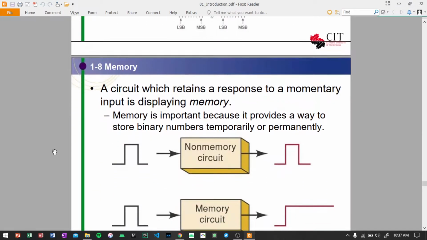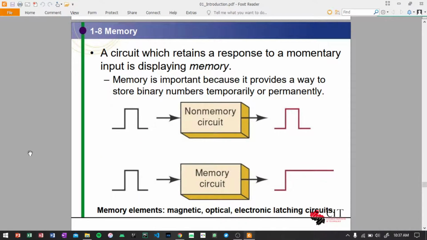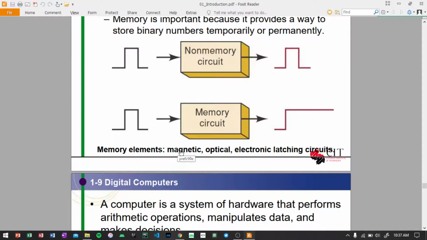A circuit which retains the response to momentary input is called memory. The memory is important because it provides a way to store binary numbers temporarily or permanently. We have the non-memory circuit, it goes 0 1 0 0 1 0. We have the memory circuit, it goes 0 1 0. The memory elements are magnetic, optical, and electronic latching circuits.